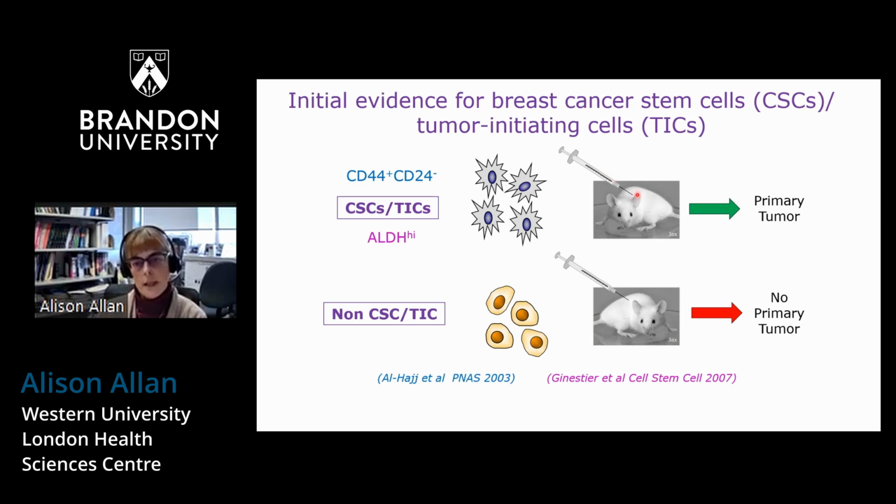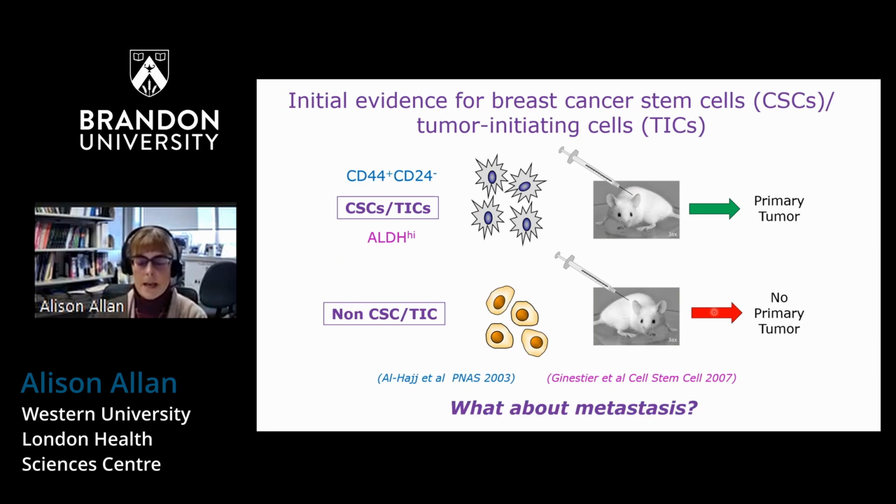And when you inject these into a mouse, they always form a primary tumor, even at very, very low numbers, as low as 10 or 20 cells. If you take the rest of the population that doesn't have this cellular phenotype and inject them into the mice, even at very high numbers of cells, like 1 million cells, they don't form a tumor.